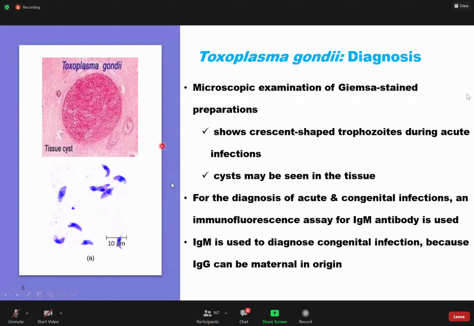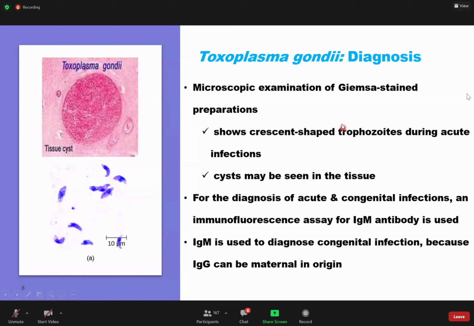And the diagnosis will be based on how the patient presents. So if the patient has symptoms of CNS involvement, central nervous system, you may want to send in different tissues. You may want to send in the CSF as well. So what do we look out for?